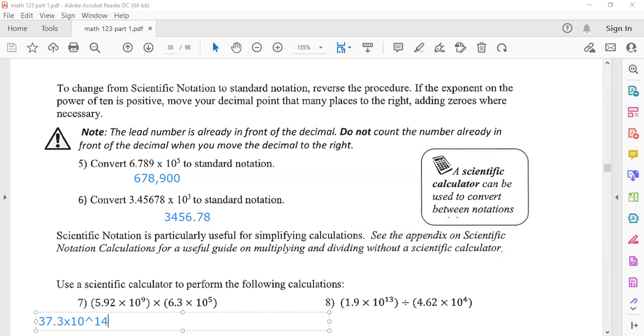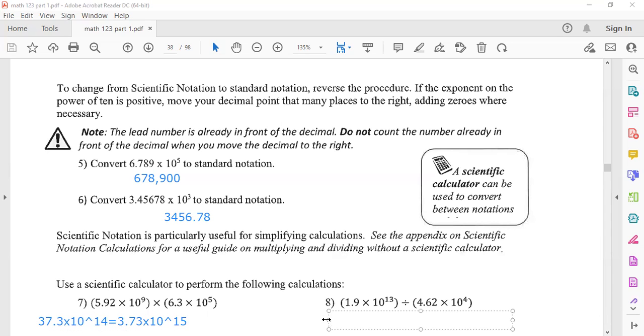9 plus 5 is 14. And then adjust. So then that's going to be 3.73 times 10 to the 15th. So sometimes we've got to do that adjustment.